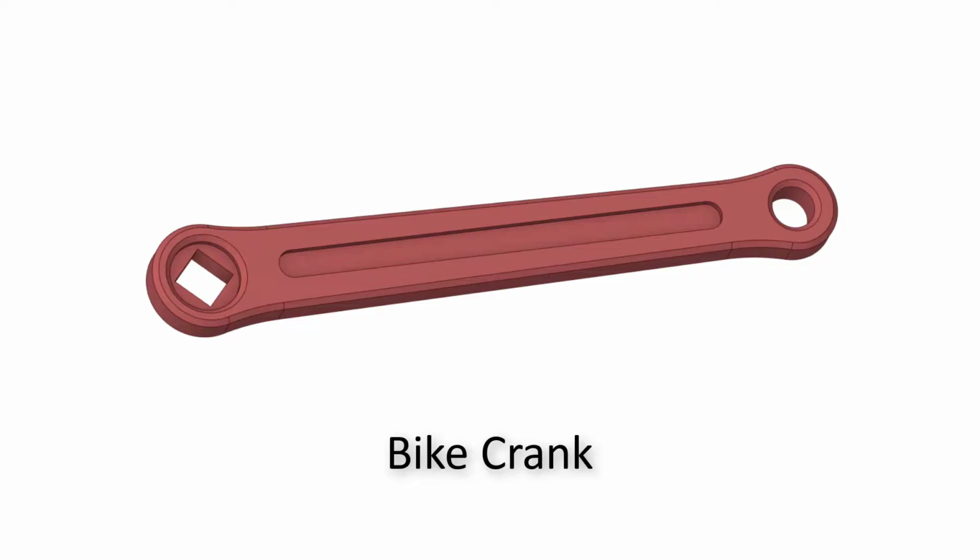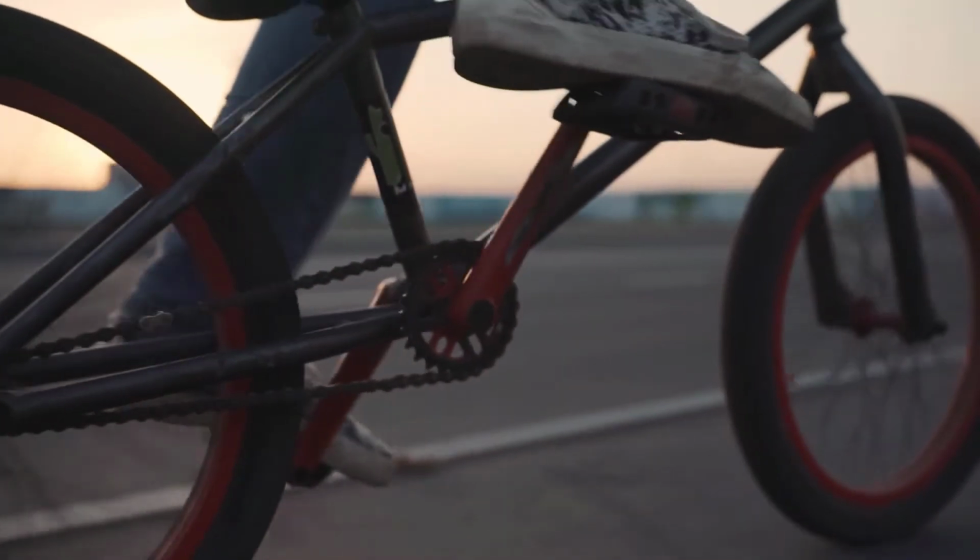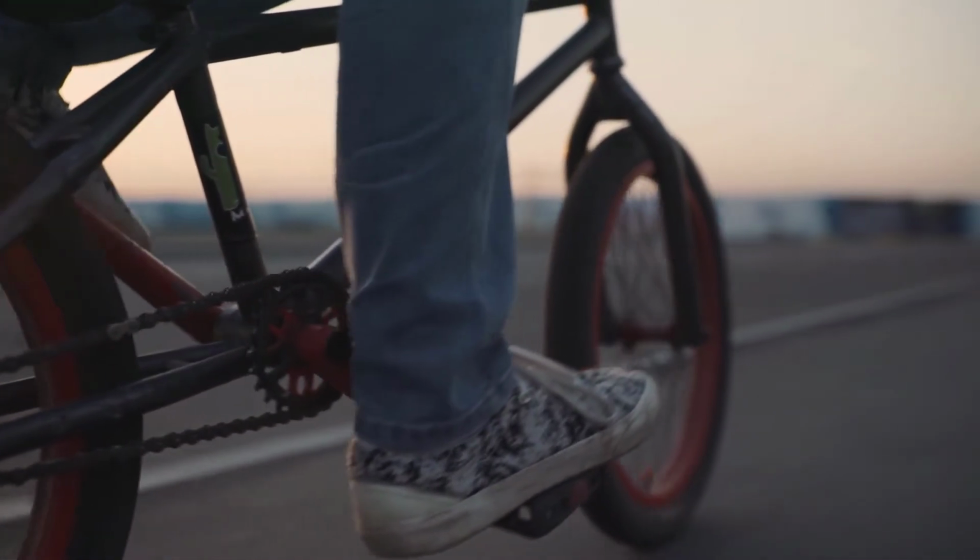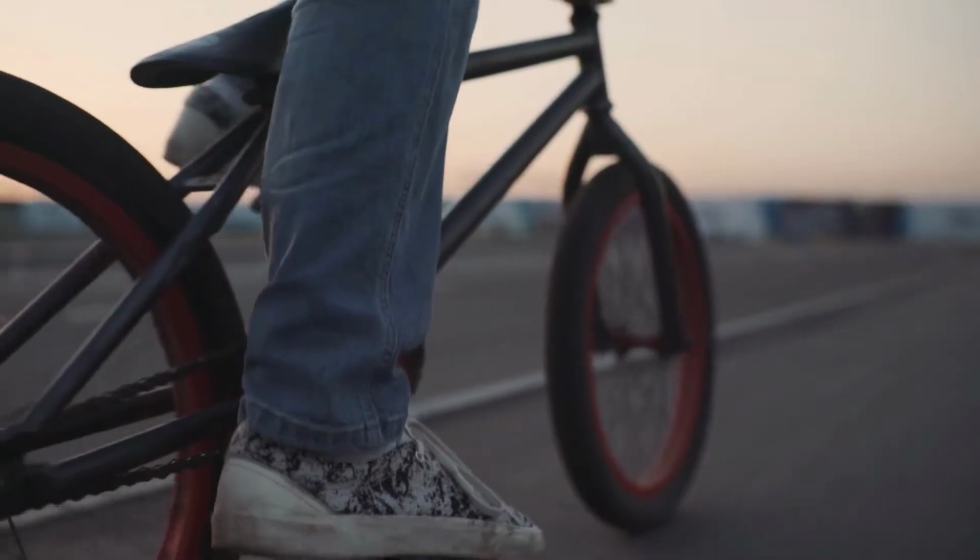In this session, we will see how to build a model of a bike crank. What is a bike crank? It's one of the components of a bicycle. One end of the bike crank is connected to the sprocket, while the other end is connected to the pedal.